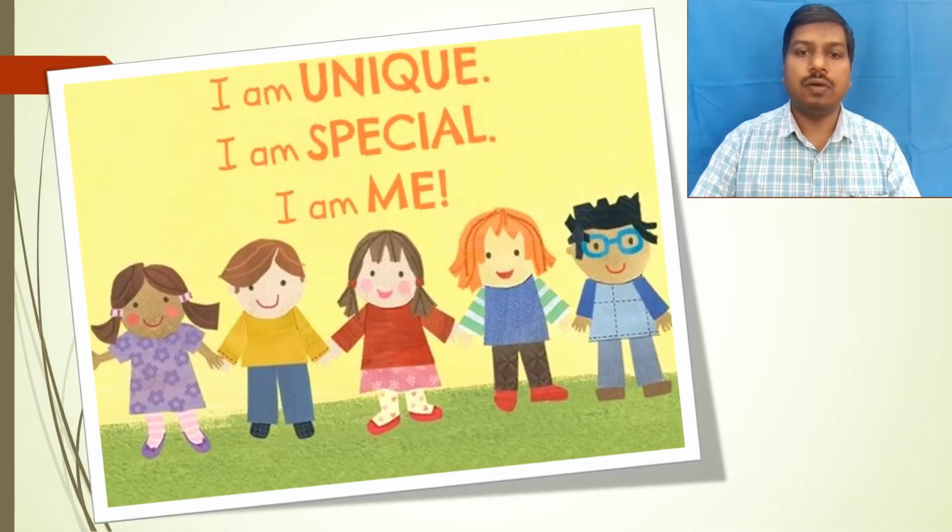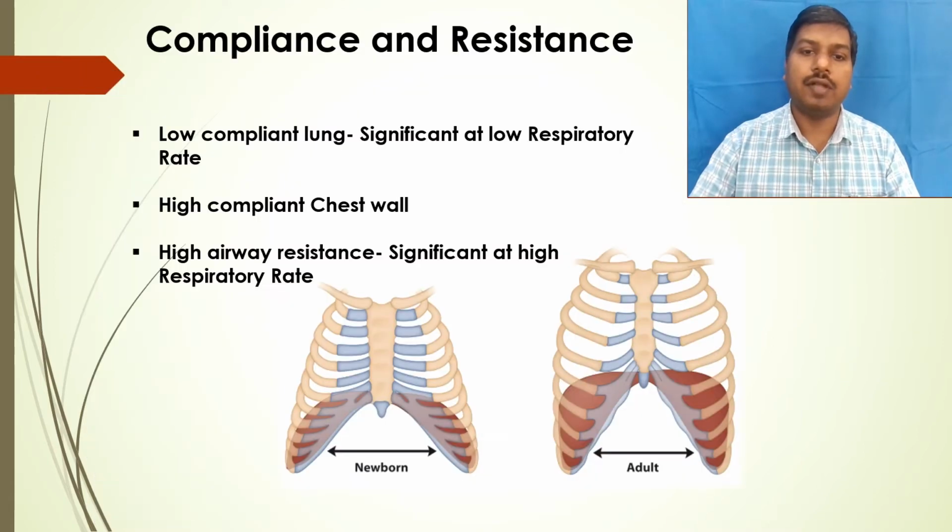But we know children are not small adults. They are unique and they are special. They have a different physiology compared to that of adults. So what are the physiological changes of the pediatric lung compared to that of adults?